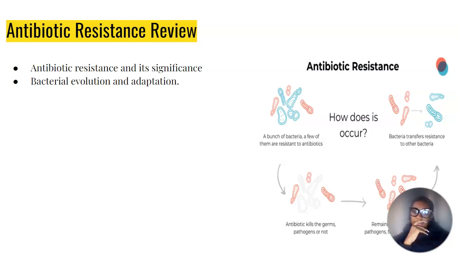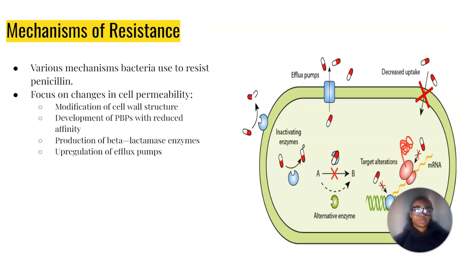These mechanisms may involve modifying cell wall structures, developing penicillin binding proteins or PBPs with reduced affinity, producing beta-lactamase enzymes to degrade penicillin, or upregulating efflux pumps to expel antibiotics from the cell. By understanding these resistance mechanisms, we can better appreciate the urgency of combating antibiotic resistance through responsible antibiotic use, infection prevention strategies, and the development of novel antibiotics.